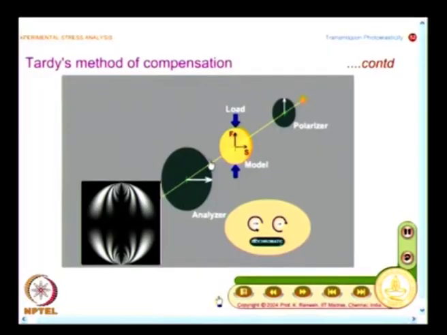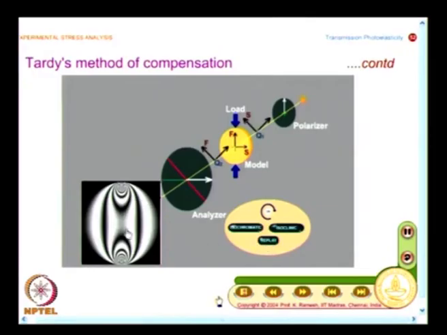So, the first step is I need to find out the isoclinic angle at the point of interest, and we find that in a plane polariscope, the 0th degree isoclinic passes through the center. And if I look at the isochromatic, to convince yourself that I have this as a dark field, I have fringe order 0, fringe order 1 and fringe order 2. So, you can say the fringe order at the center is between 1 and 2.